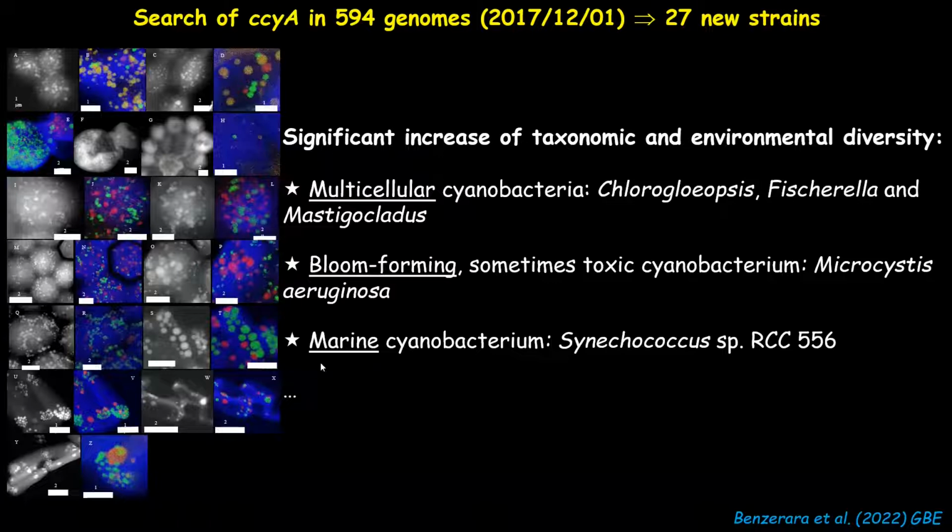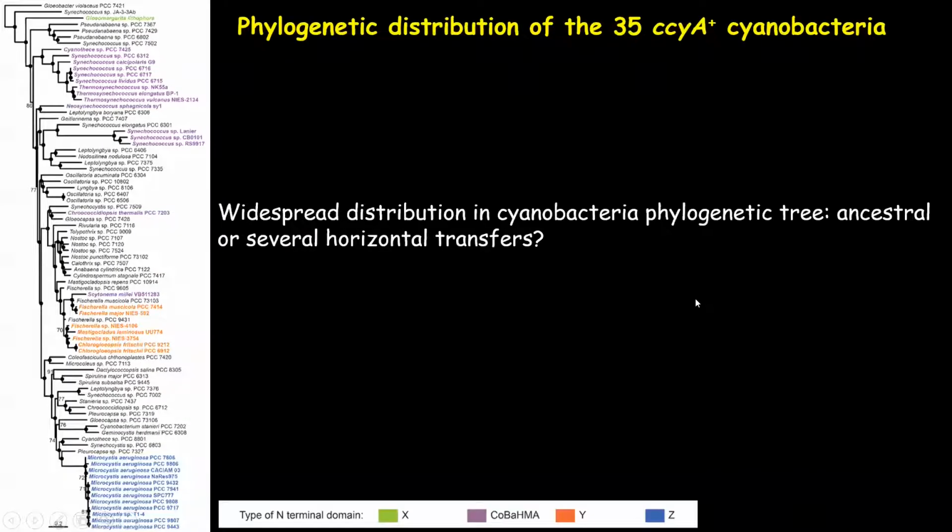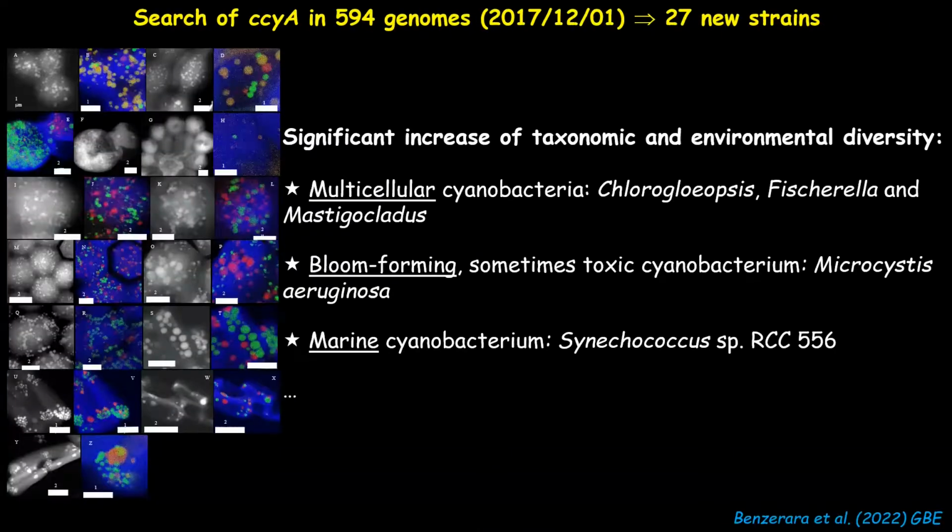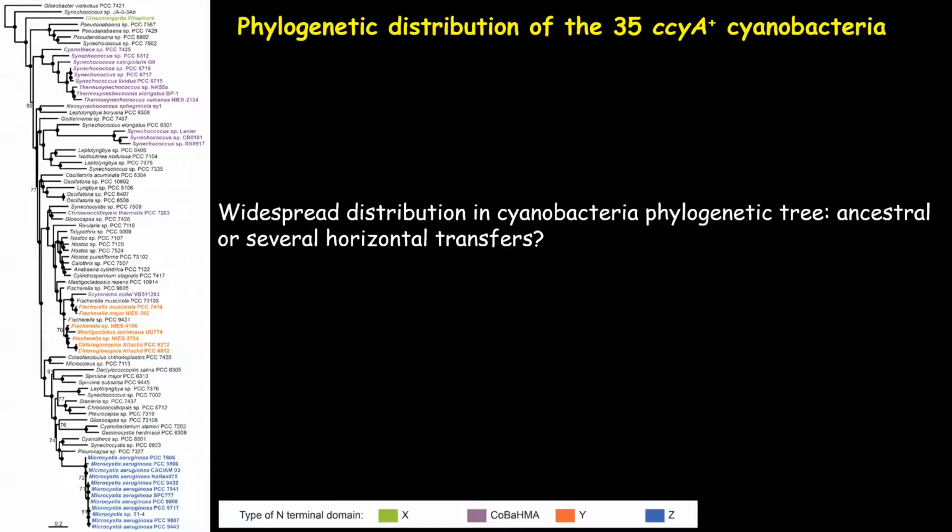And we also found the calcyanine in some marine cyanobacteria. So far, we had only freshwater ones. So you see, it really expands the environmental significance of these cyanobacteria. So now we have 27 plus 8, so 35 cyanobacteria forming intracellular carbonates.